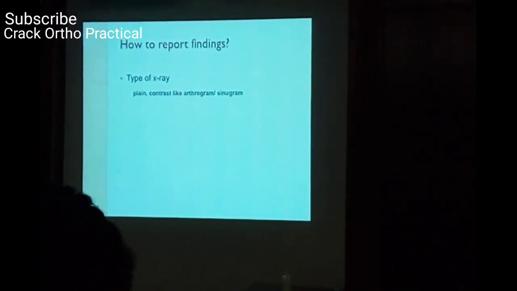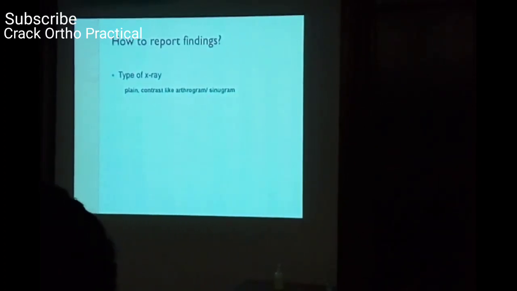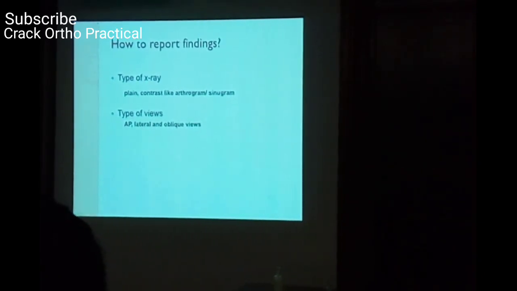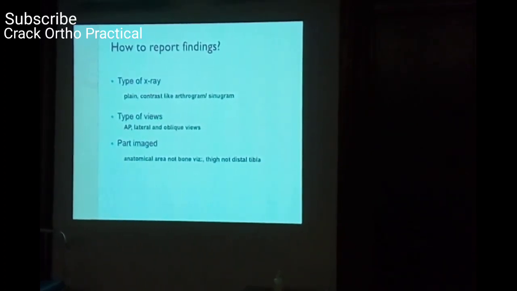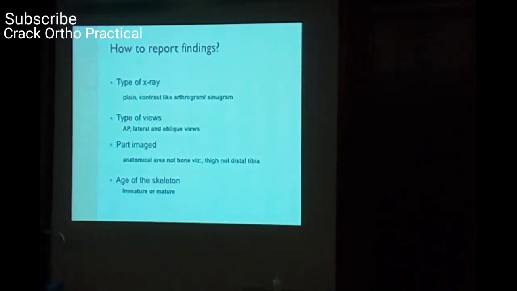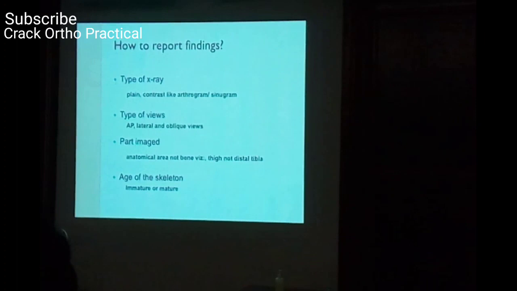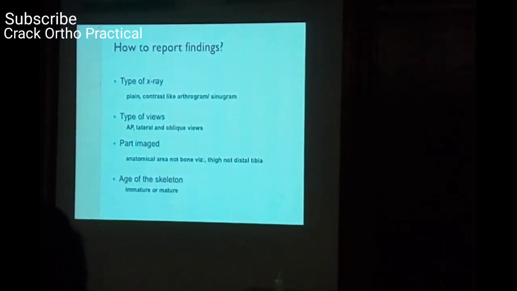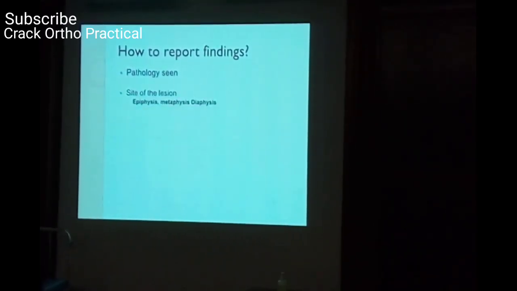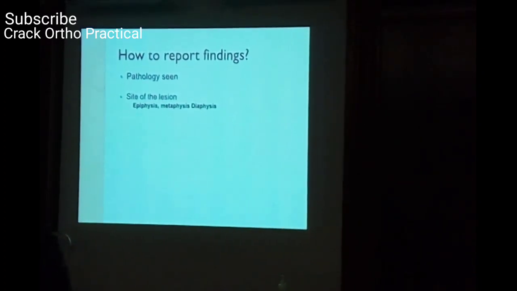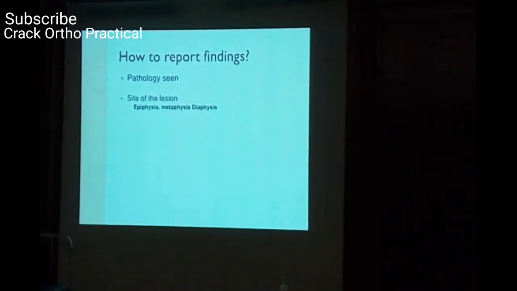To report the findings or to present in the exam, you need to tell mainly the type of X-ray first, whether it's a plain radiograph or a contrast radiograph like arthrogram or sinogram. Then you need to tell about the views which you are seeing, AP, lateral, oblique, whatever it is. Then the part which is imaged, like hip, knee and whatever. Basically you have to tell about the anatomical part and not about the bones. Our HOD insists on that, and many examiners will insist on that. And the age of the skeleton, whether it is a mature or immature skeleton. Then you have to talk about the pathology directly, the site of the pathology, by which I mean in an immature bone, epiphysis, metaphysis, diaphysis, or whether it is central or eccentric.